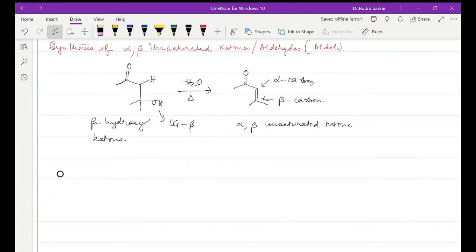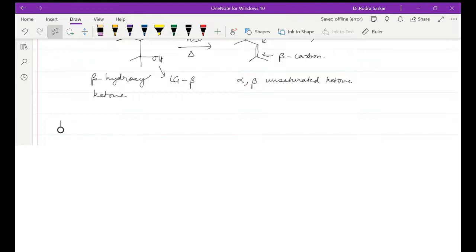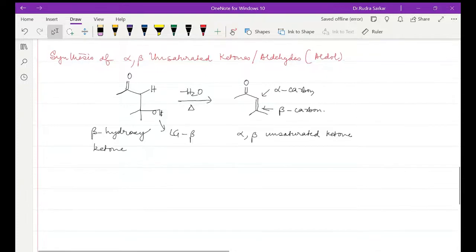Next. Whenever there is the OH group in a position that is beta to the carbonyl, it will be easier for it to lose the water molecule, that is, dehydration will occur at a faster rate than the dehydration of any other ordinary alcohol, because there is a carbonyl group present over here.